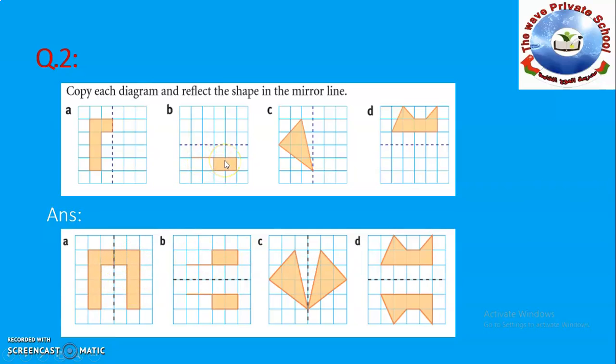Here, this is the B part, this is the object, and we have to draw the image on the opposite side of this mirror line. So the object is 1 block away, so the image should be 1 block away, and here it covers 2 blocks, so the same way it covers 2 blocks. So this is the image of this shape.